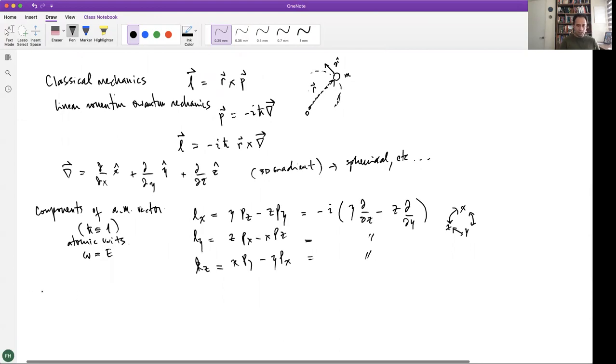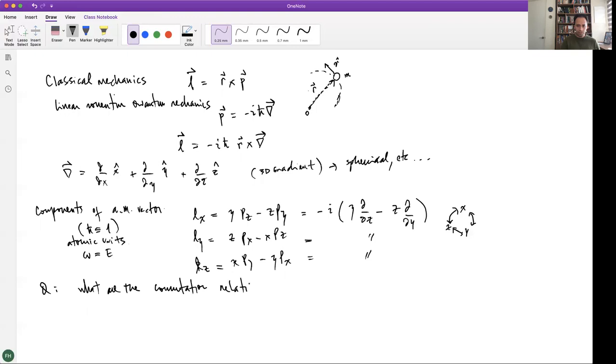But now what's an important question, right? So what's the question here? What are the commutation relations for angular momentum components?